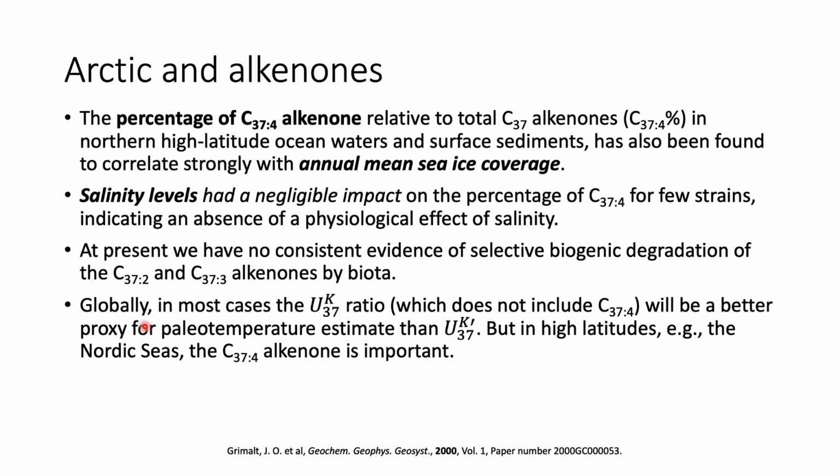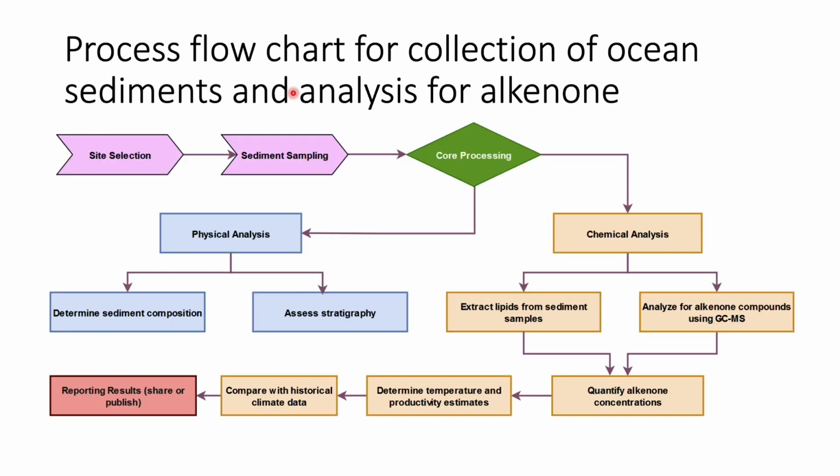And the 4 double bond one is directly correlated to temperature in a much better way. So globally, in most cases, the UK'37 ratio, which does not include the 4 double bond species, will be a better proxy for paleo temperature estimates than U4'37. This is in the normal region, every region. But in the high latitudes, especially in the Arctic region, this C37:4 alkenone is a very important one for identifying paleo temperatures. So here is the flowchart for the collection of ocean sediment and analysis for alkenones.